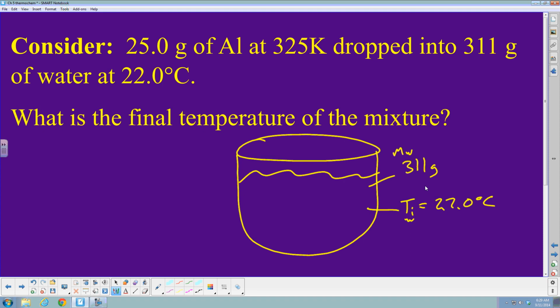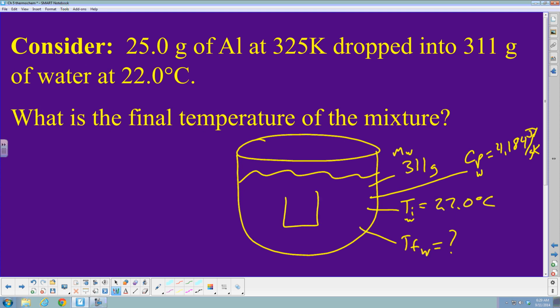We don't know the final T water. T final water, unknown. Good. I do know the C sub P of water, right? C sub P water, 4.184 joules per gram Kelvin. And what do I know? I'm dropping a chunk of aluminum in here. Here's my aluminum. It says that aluminum has a mass of, so my mass of aluminum is equal to 25.0 grams.